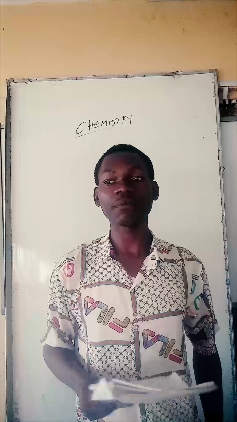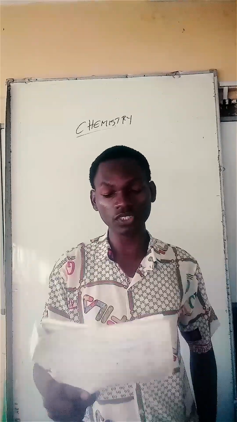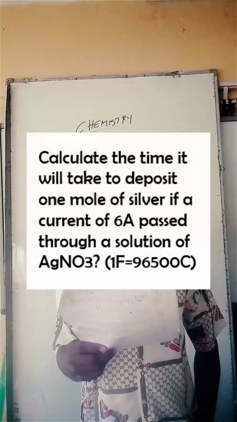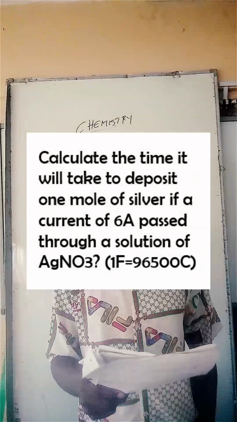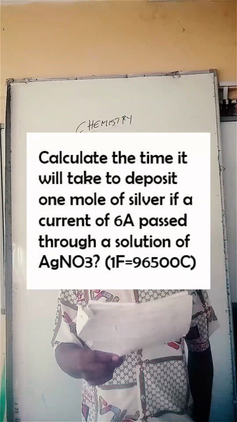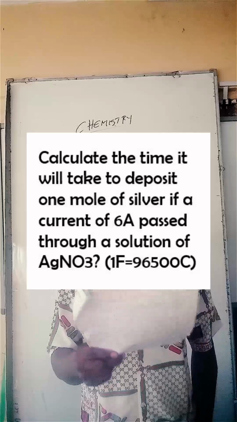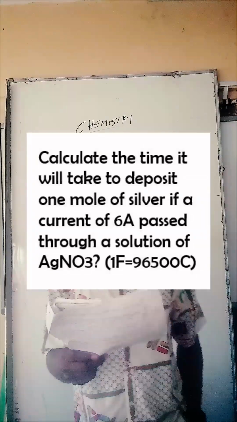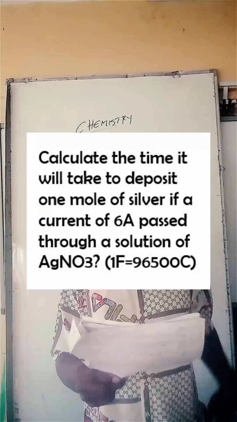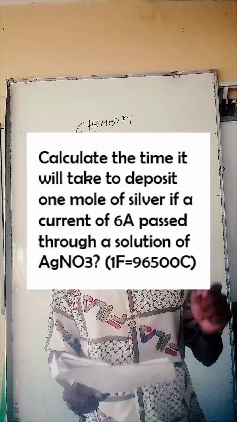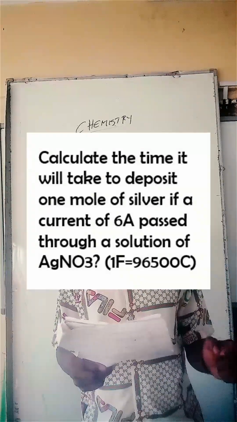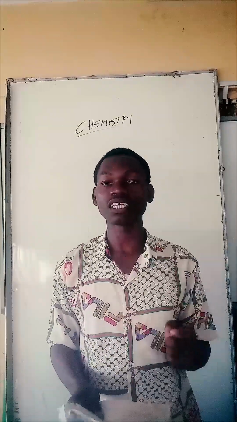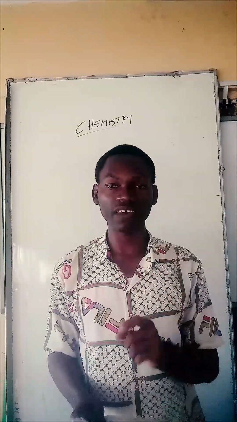Now we are going to be looking at this question. It's a Faraday electrolysis calculation, and the question says calculate the time it will take to deposit 1 mole of silver if the current is 6 ampere passed through a solution of silver nitrate, and we're also given that 1 Faraday is equal to 96,500 coulomb. That's a constant value. We know the Faraday's number is 96,500 coulomb.